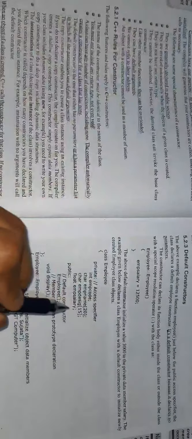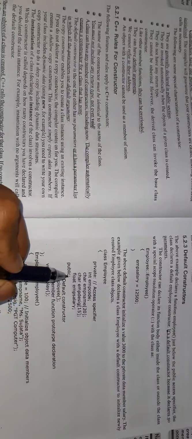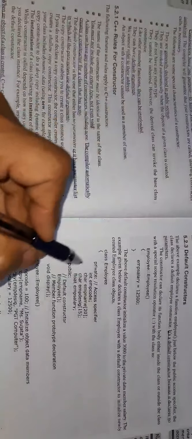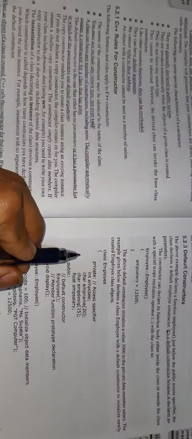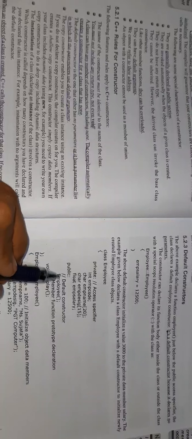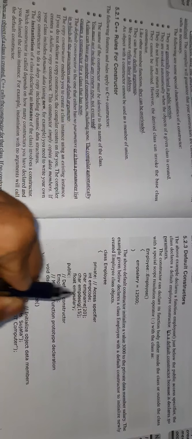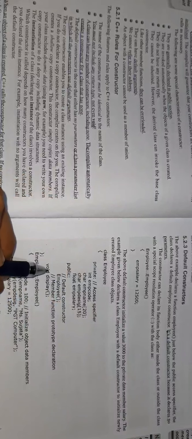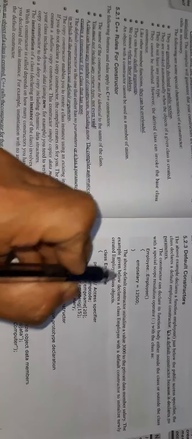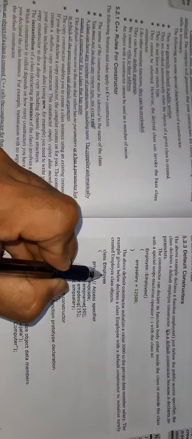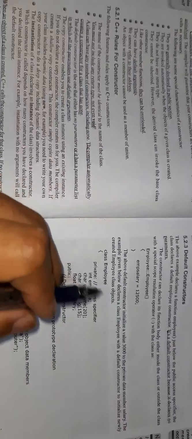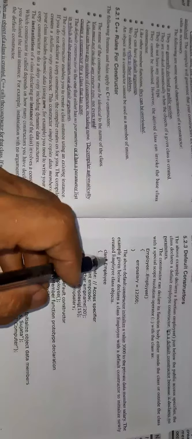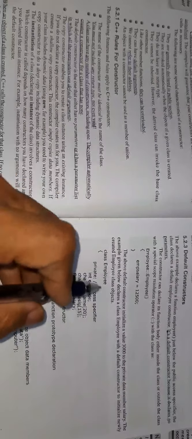The constructor is similar to a function, but with the following differences. So what is the difference between the constructor and the normal member function? Number one thing you observe is that the constructor has the same name as the class. The name of the constructor and the name of the class is the same. The other member functions' names will never be the same as the class name. That is point number one.